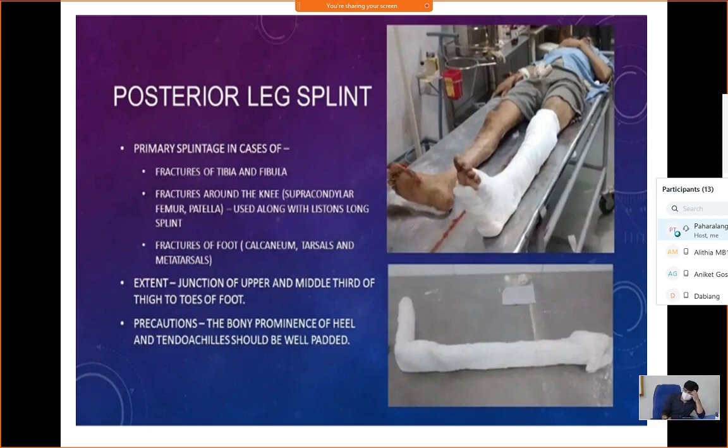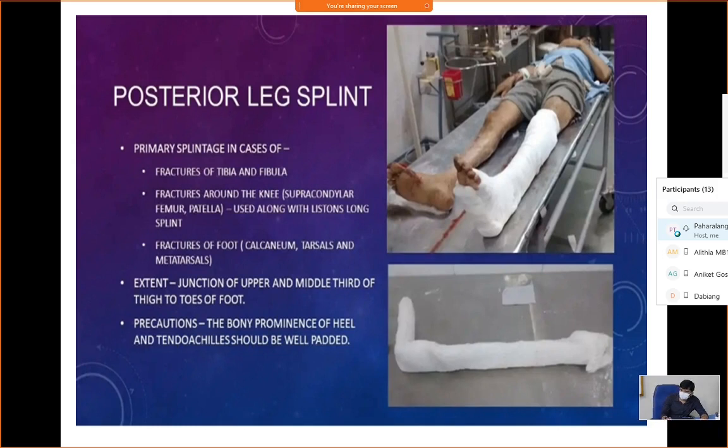This is posterior leg splint. There are two types of posterior leg splint. One is above knee and one is below knee. Above knee is used when you have a fracture around the distal femur or shaft femur or in the proximal tibia, and dislocation of the knee and all this. The below knee you can use for any fracture around the ankle or the calcaneum or the talus, or any sprain around the ankle, any inflammatory condition of the ankle, even in foot drop you can use this one.